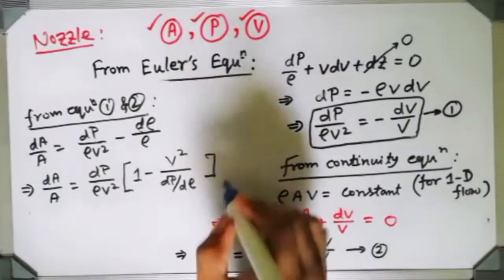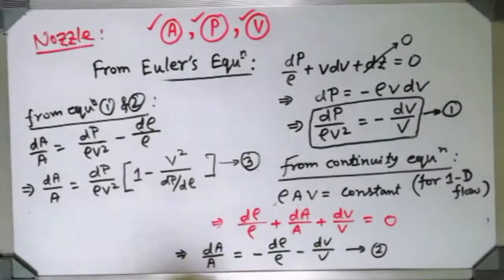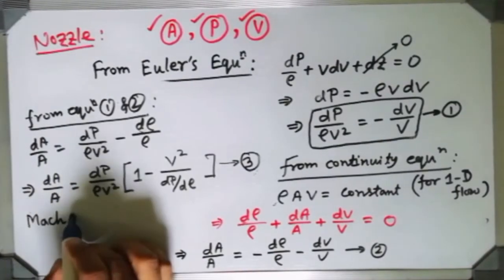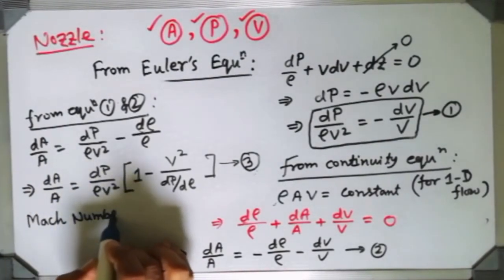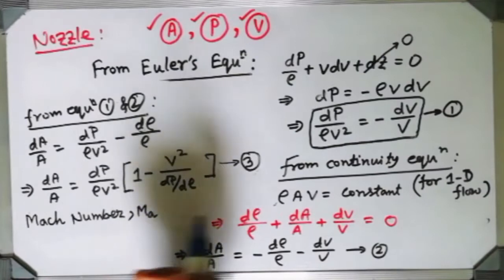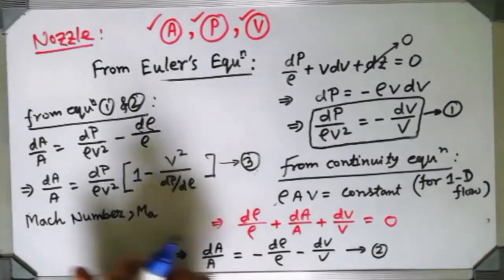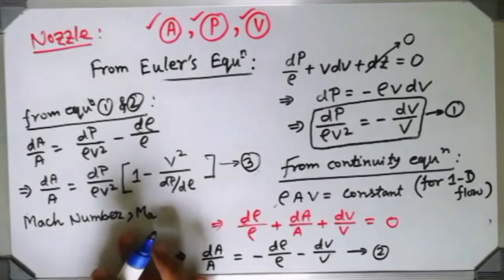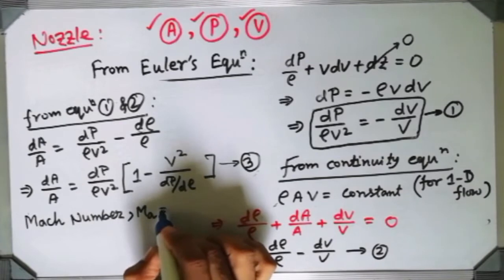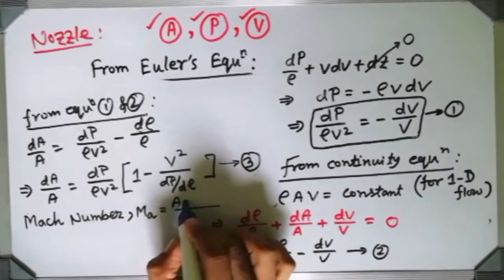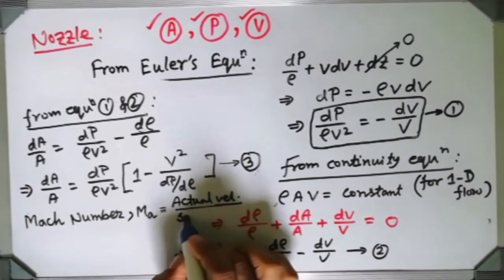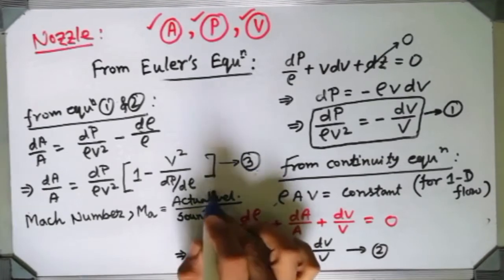So number this equation by 3. Now one new number will be coming from you. Have you heard Mach number? Mach number is a very special number. That number is basically represented by M subscript a, and it is expressed by actual velocity by sound velocity, or velocity of sound. It is a very interesting number.